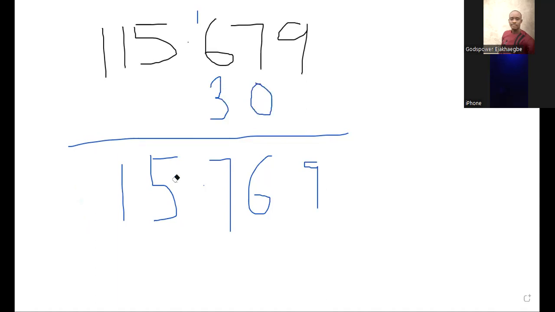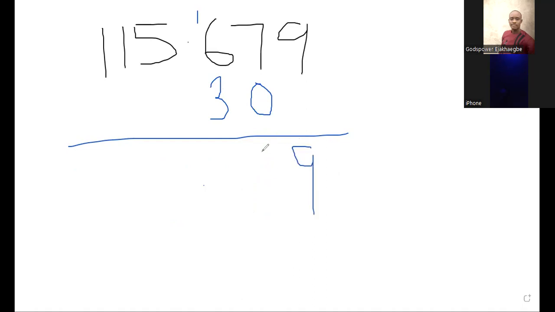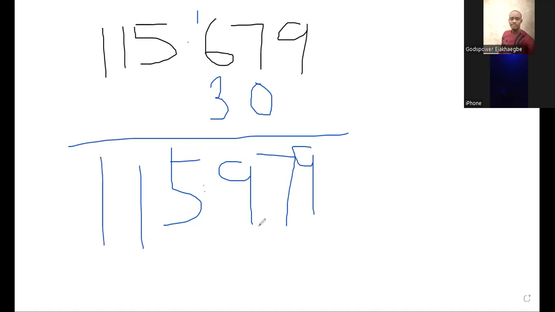If I clear this, so that will go down. 7 plus 0 is 7. 6 plus 3 is 9. 0.5, 1, and 1. You can see I added 30 pips to it.